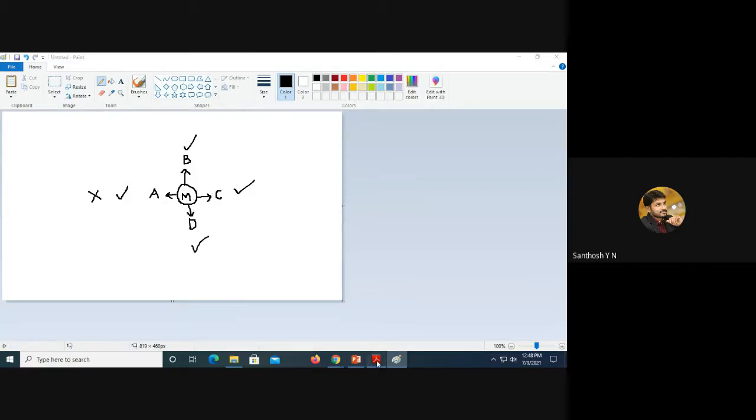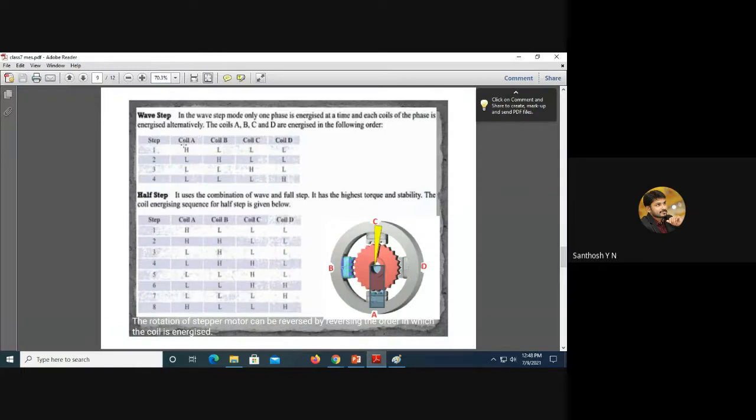Likewise, see here, only coil A is energized in the first step. In the second step, coil B. In the third step, coil C. In the fourth step, coil D. So likewise, we are energizing only a single coil in one phase. How many phases are there? There are two phases. In one phase, there were two windings. So in this wave step, we are energizing only one coil in each phase. One coil in a phase.